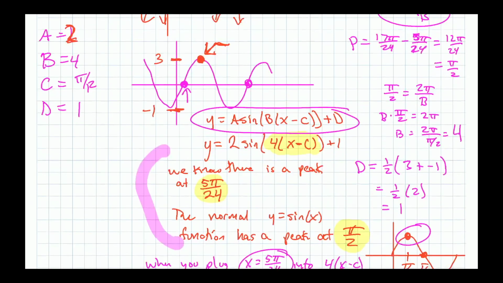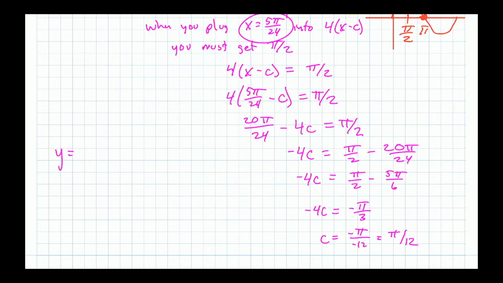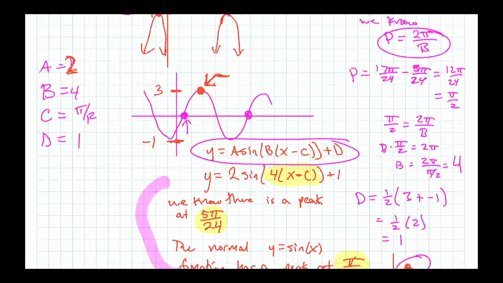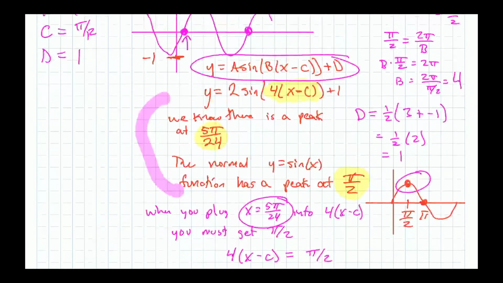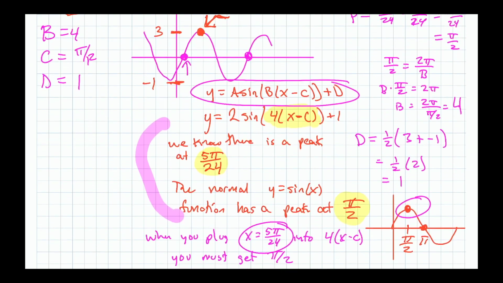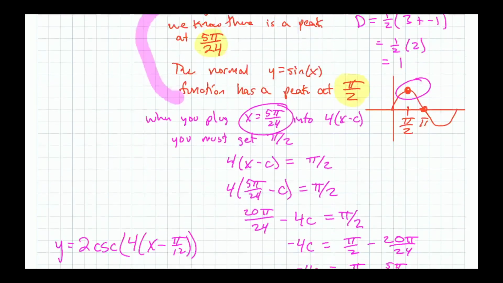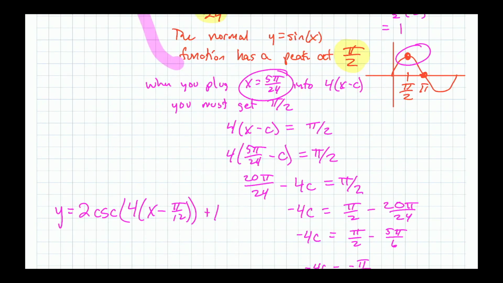So then we should be able to take these numbers and write our cosecant. So y equals a, which is 2, cosecant, b, which is 4. B is 4? I guess so. 4 parentheses x minus c. C is pi over 12. Close parentheses, and then plus 1. And we should check this.